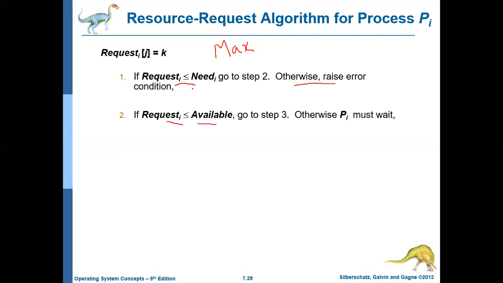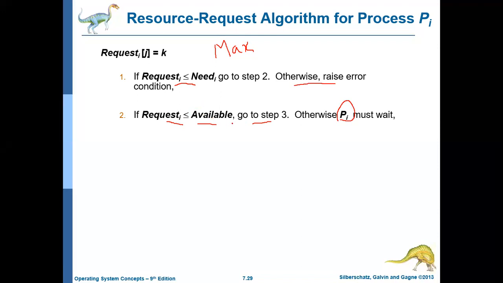Next, in step 2, check whether request is less than or equal to available. Available represents how many instances of each resource type are currently available with the operating system. Request should be less than that; then only the operating system can offer those resources. Otherwise, it cannot offer. So if request is less than or equal to available, go to step 3. Otherwise, process Pi must wait. How long? Until request becomes less than or equal to available, it should wait.